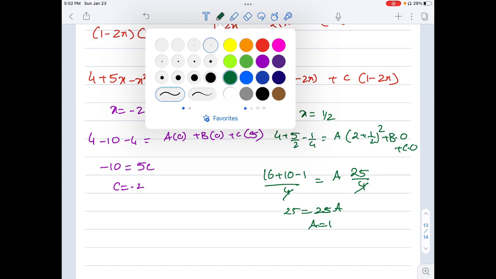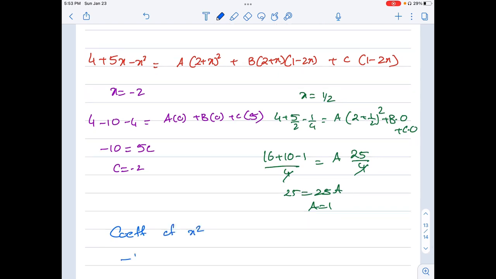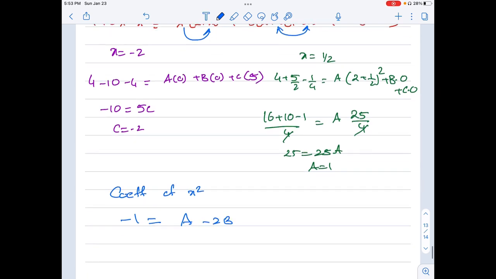Now I got a value and c value, so I want to get the b value. So comparing the coefficients of x square. On left hand side x square is 1. On right hand side it is a and x times negative 2b, so negative 2b gives you the coefficient of x square. Negative 1 is equal to 1 minus 2b. So 2b is equal to 2, which gives me b value as 1.